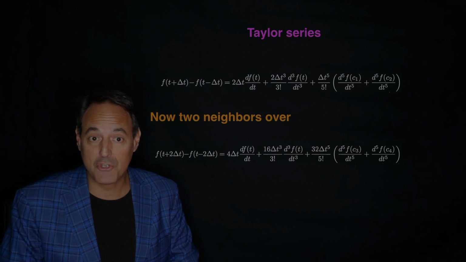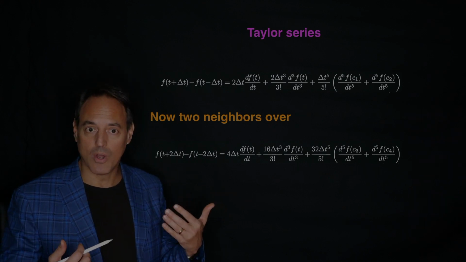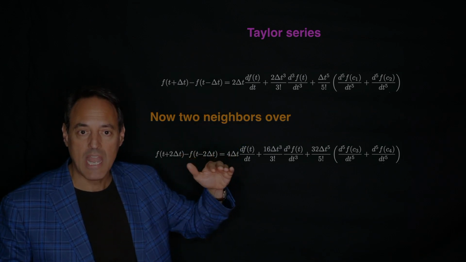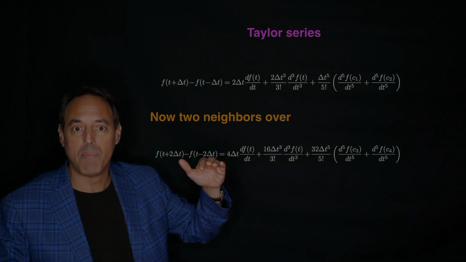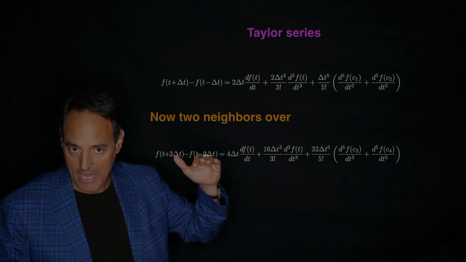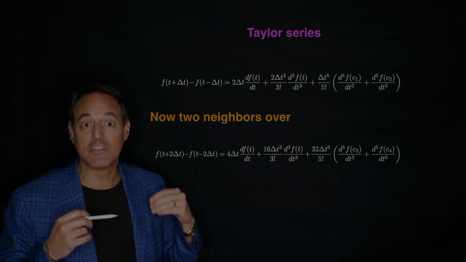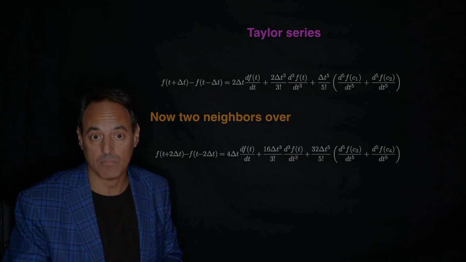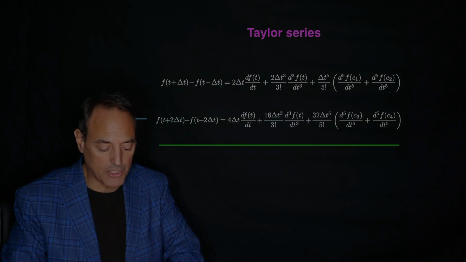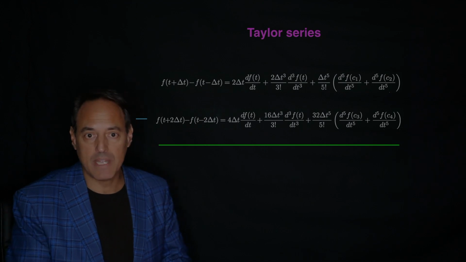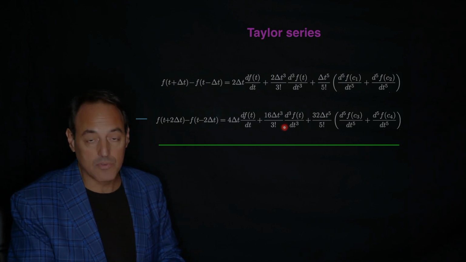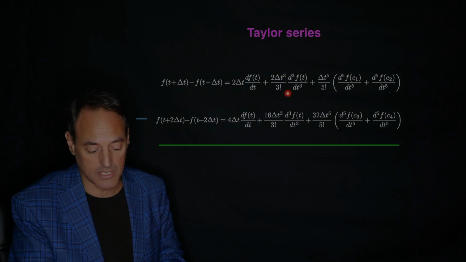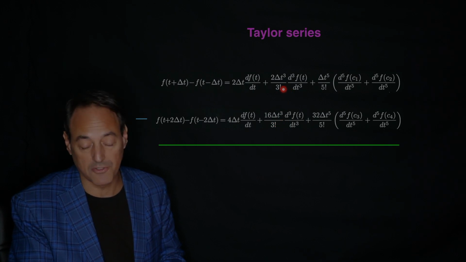Now that I have these two expressions, guess what I'm going to do? I'm going to take the top equation and the bottom equation and find a way to add or subtract them together so that I can remove the third derivative term. If I subtract these, notice I have 16 delta t cubed here and just 2 delta t cubed there.